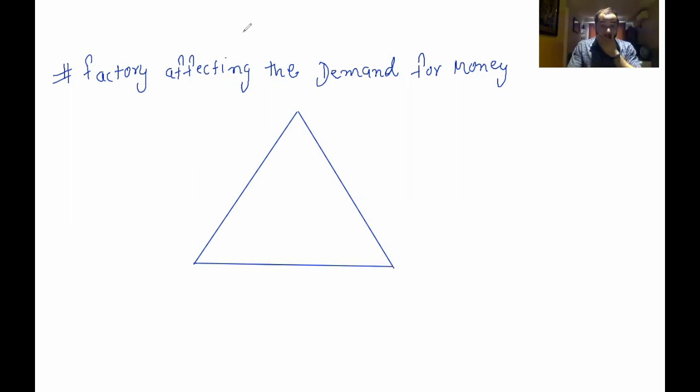So as I explained before, when people start demanding money, then the central bank opens the supply of money. All right. But we need to understand why people demand money. What are the reasons that people demand money? So that's why we have to understand which factors encourage people to demand money. There are three different factors.